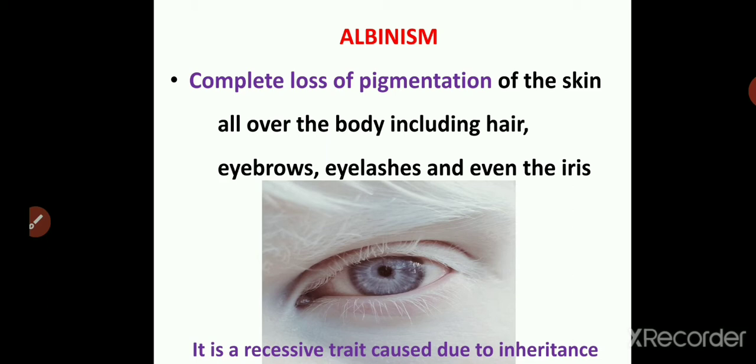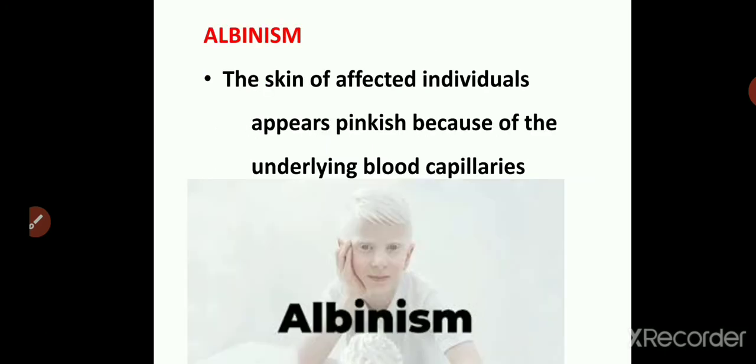And the skin looks completely white. As you can see in the diagram, their hair is also white. The eyelashes, eyebrows, and even the iris look completely white. This is a hereditary disease. It comes from parents to children if the parents have a defective gene for this. A person suffering from this disorder is called an albino.